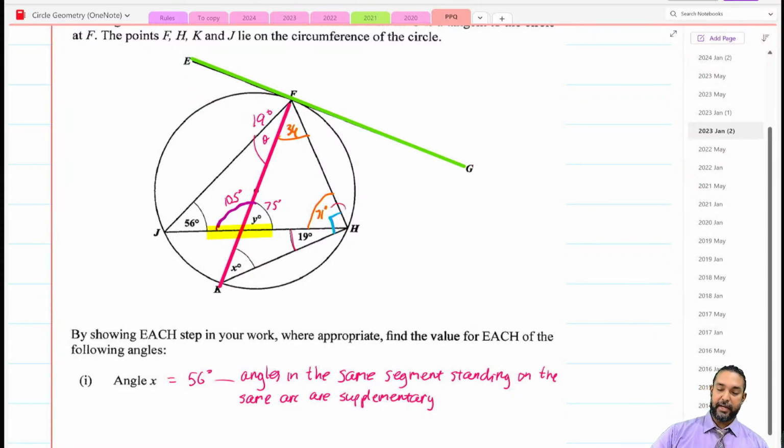Alternatively, so again, you could use the 90 and the 56 to get the 34. And then 19 from 90 will give us the 71. And then 71 and 34 is 105. From 180 is 75.